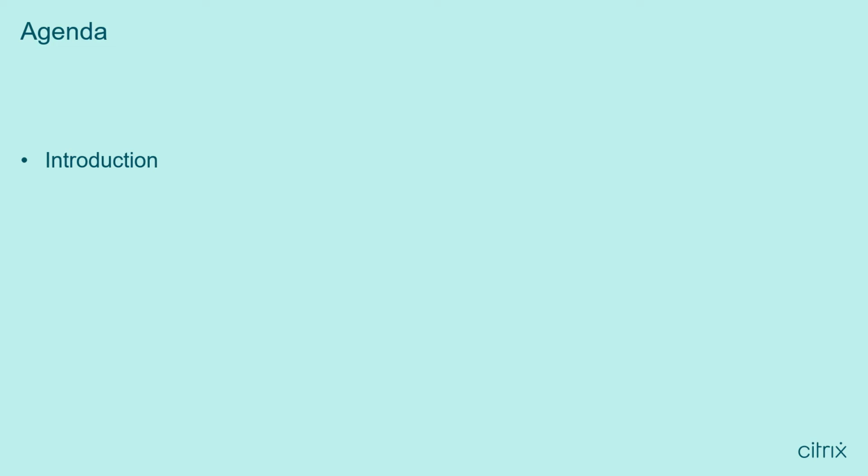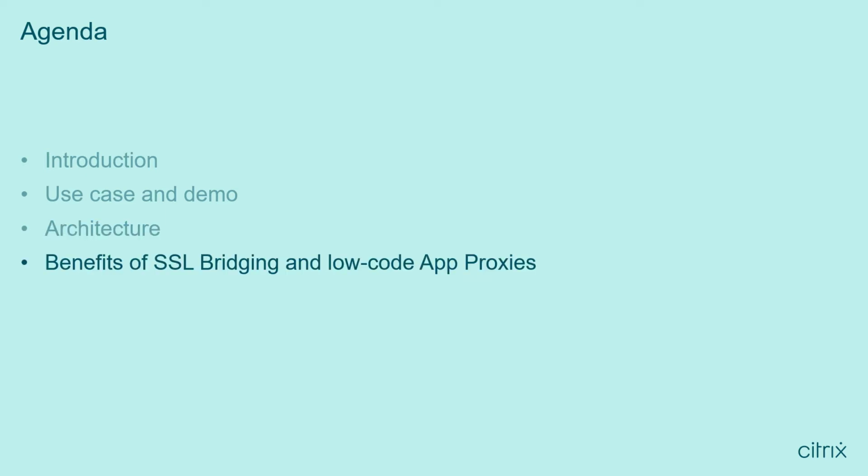My agenda is going to be fairly straightforward. I will have a quick intro that I already started, as you can see. We'll have a use case to discuss and a demo to go with it. Then we're going to look into the architecture that addressed that particular use case. We're going to discuss benefits of SSL bridging and low-code app proxies that help us to accomplish that. And then we will discuss practical considerations, and I will offer you a few recipes that hopefully will help you with your own micro app implementations.